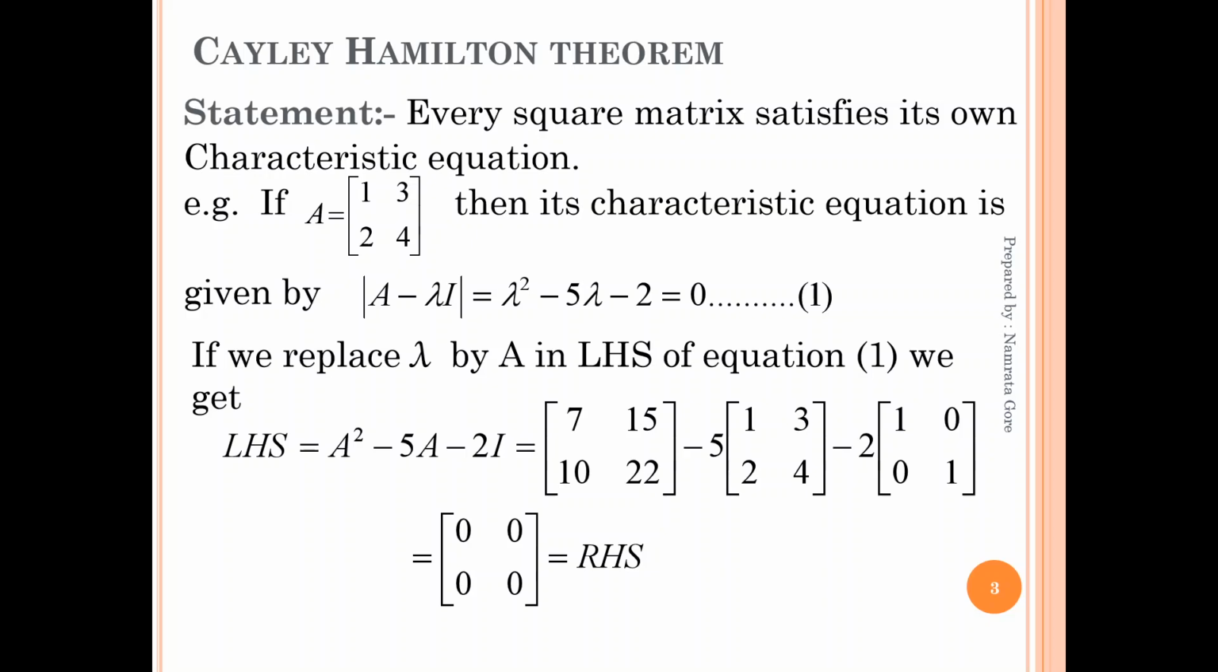So here identity matrix of order 2. Solving, you get a null matrix that is equal to 0, which is the right hand side of equation 1. Thus, Cayley-Hamilton theorem states that in the characteristic equation, in left hand side, if lambda is replaced by the given matrix, the right hand side comes out to be 0.